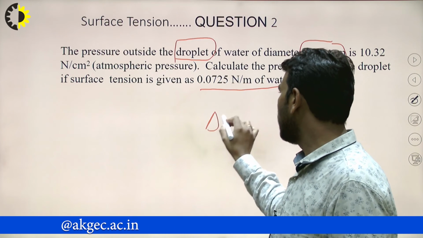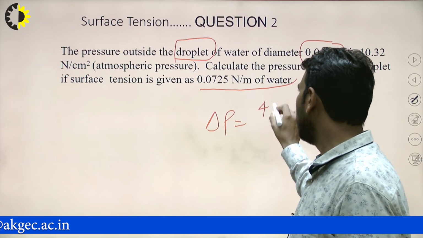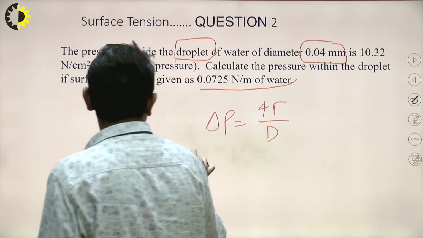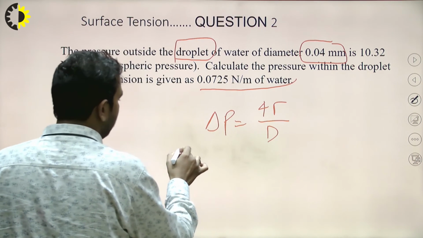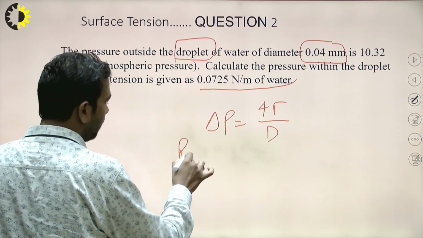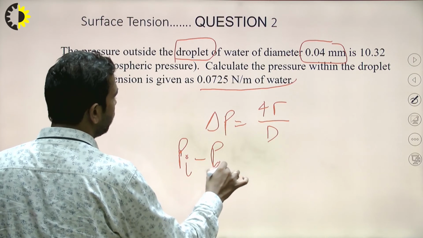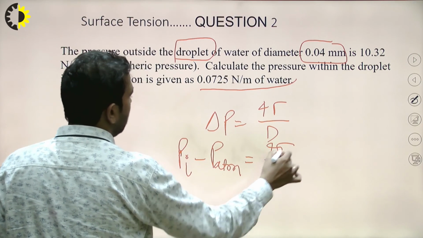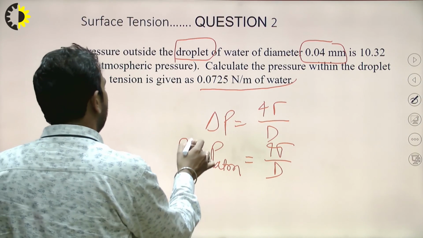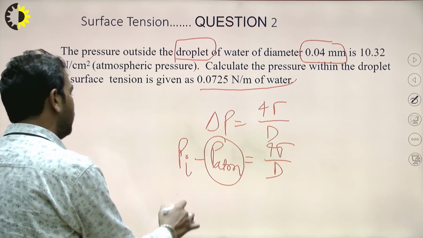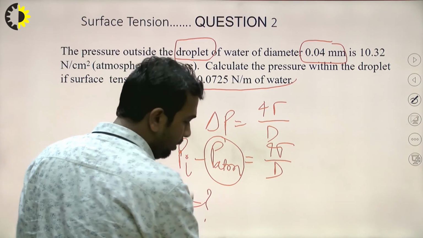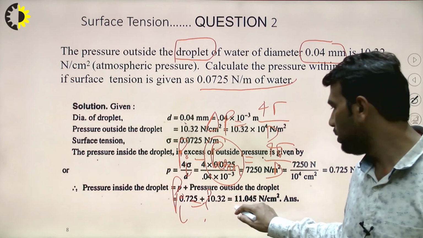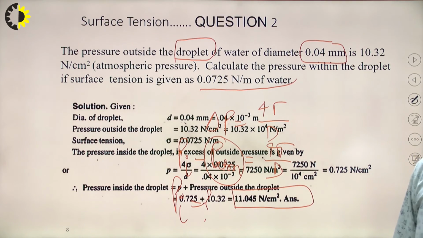You know that the change in pressure for a droplet is 4 sigma by d. Here we have to find the pressure inside the droplet. The outside is the atmospheric pressure. Sigma value is given, diameter is given, the atmospheric pressure is given, so you can easily find the inside pressure. The solution of the problem is already given, and the net value is 11.045 Newton per centimeter square.